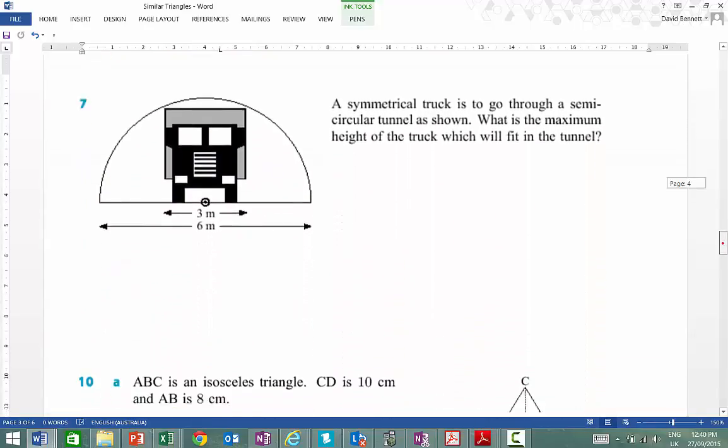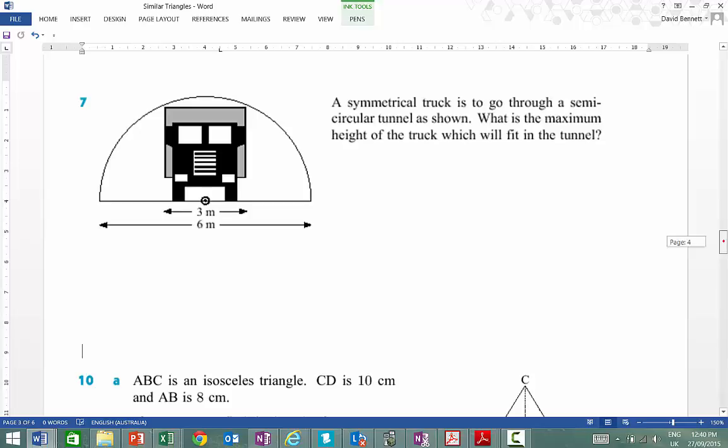Question 7 in your textbook has got this one here, which is a symmetrical truck driving through a tunnel. Now, I need to draw some things on here. I know that's my radius going there. I could draw a perpendicular line going down there as well, and that would give me also a radius there, which I know the length of. Excuse my diagram. And then I could draw the perpendicular down there, which would be my height.